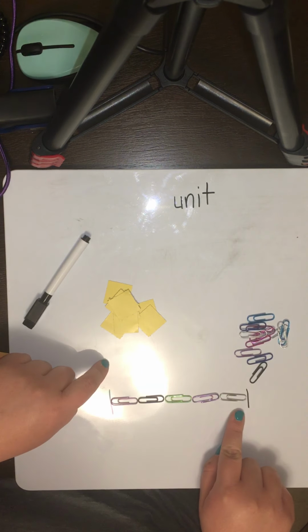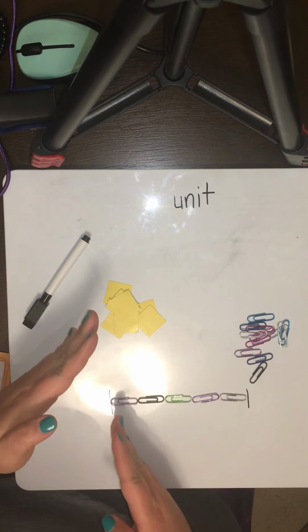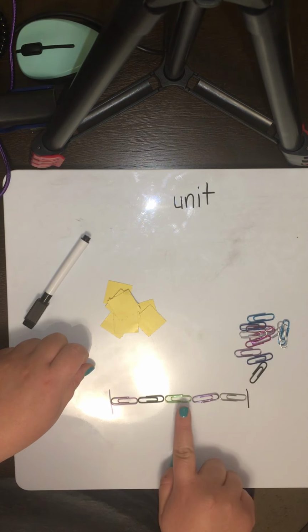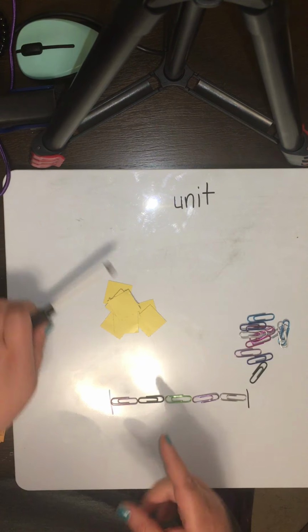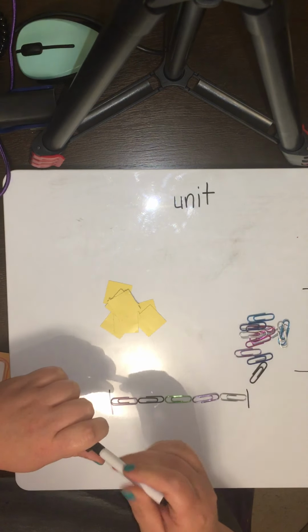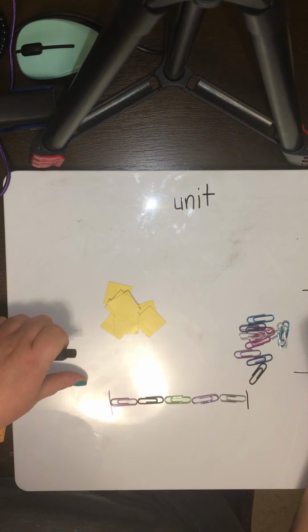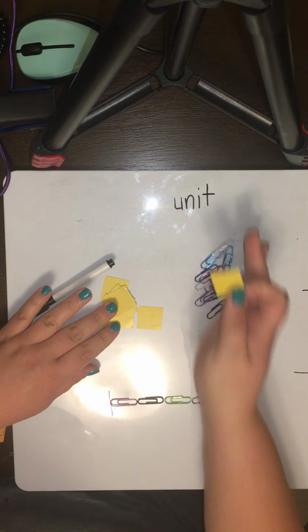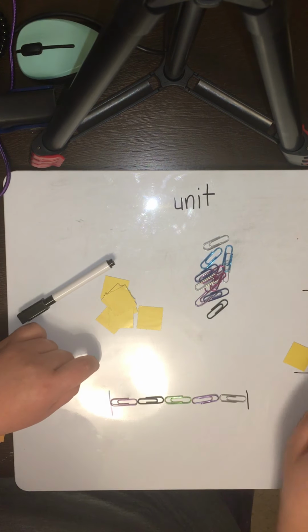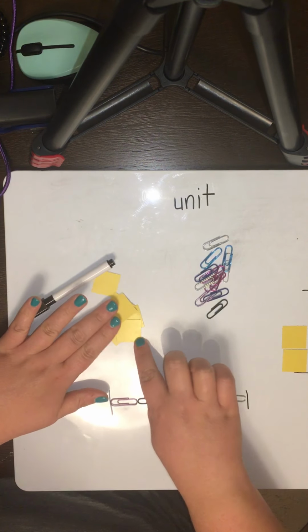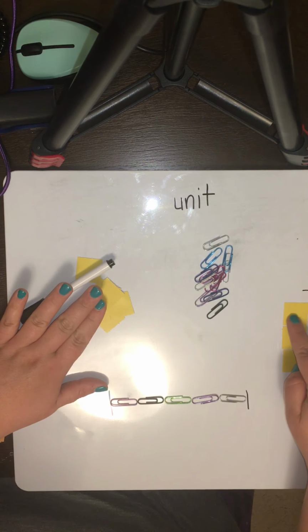So how many did I put here? How many paper clips between this line and this line? 1, 2, 3, 4, 5. What about if I want to measure the height of this line? I'm going to use my squares this time. So this is 5 paper clips long. Let's see how many squares long this is. I'm going to start at the bottom and add my squares until I get to the top line.